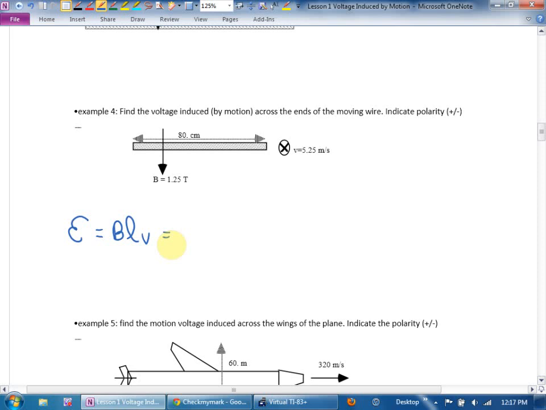Magnetic field, 1.25. Length, 0.8. Velocity, 5.25. How many volts will be induced across this bar? What will this bar be the equivalent of as a battery?